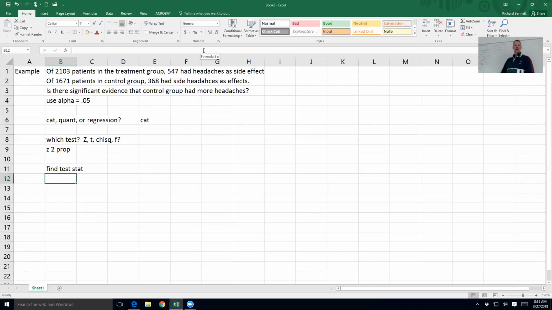In this case, I need to figure out P1 hat, P2 hat, and P hat, my N1, my N2. I guess that's it. So your P hat in this case is what?